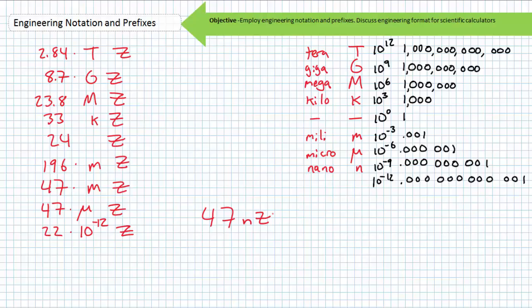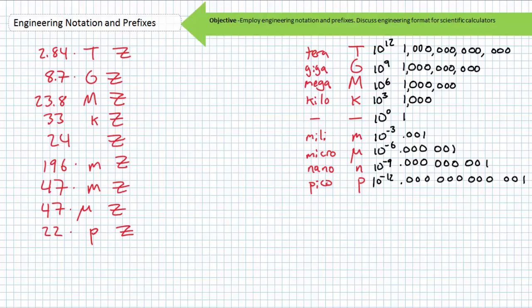Finally, at the bottom end of our scale, 10 to the negative 12th is replaced with a pico prefix, written as a lowercase p. 22 times 10 to the negative 12th could be written as 22 picozoinks. Again, at the base level, 10 to the 0 or 1 does not require a prefix.